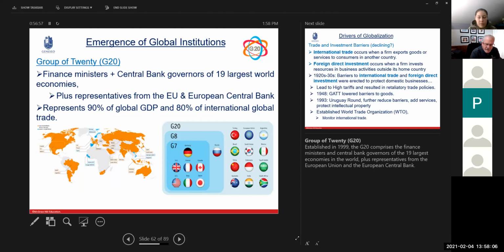Now, different groups here, G7, G8, G20, form their own alliances and allegiances and agreements. You can see the evolution of G7, G8, G20. And these groups, their finance ministers, their financial leadership work together to maintain common monetary and economic policy. This group, G20, is the vast majority of the gross domestic product across the world.